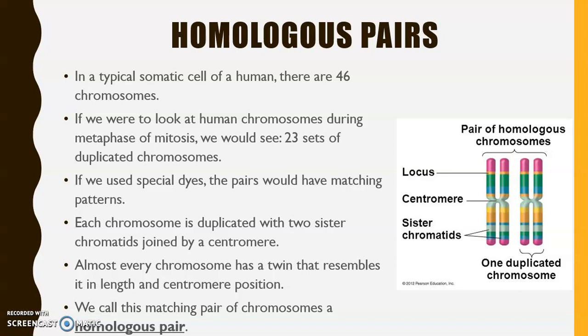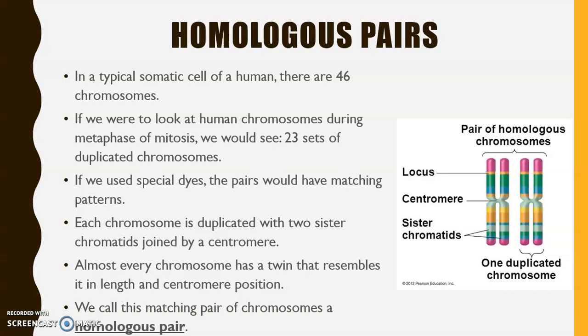If we were to look at human chromosomes during metaphase of mitosis, which we can do, that's kind of like what you did in the virtual cell lab for mitosis, except you were looking at onion cells, not human cells. Just a disclaimer, that was onions. If you looked at human chromosomes during metaphase, all lined up on the equator, or the middle of the cell, the metaphase plate, you would see 23 sets of duplicated chromosomes for a total of 46 chromosomes, right? 23 pairs, 46 total. If we use special dyes, which we do, and we looked at the pairs, we would see that they have matching patterns.